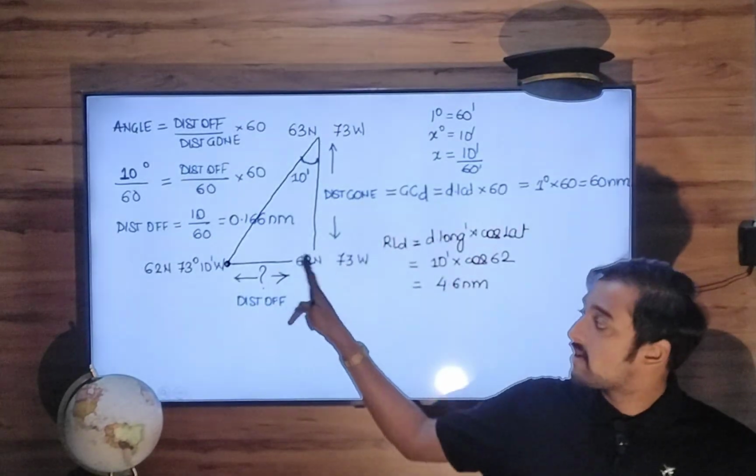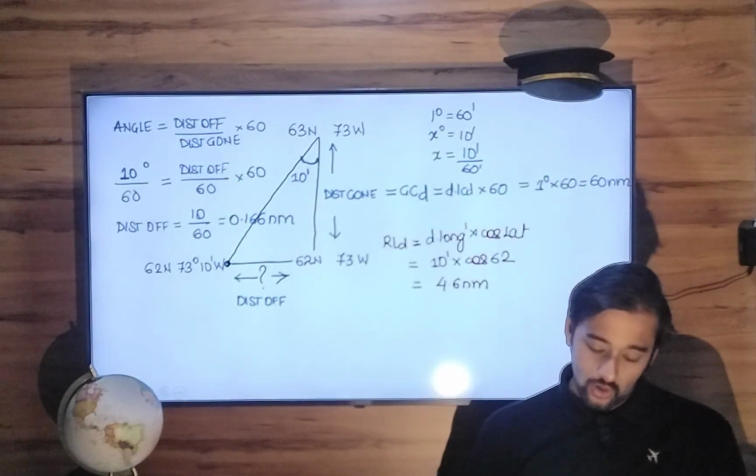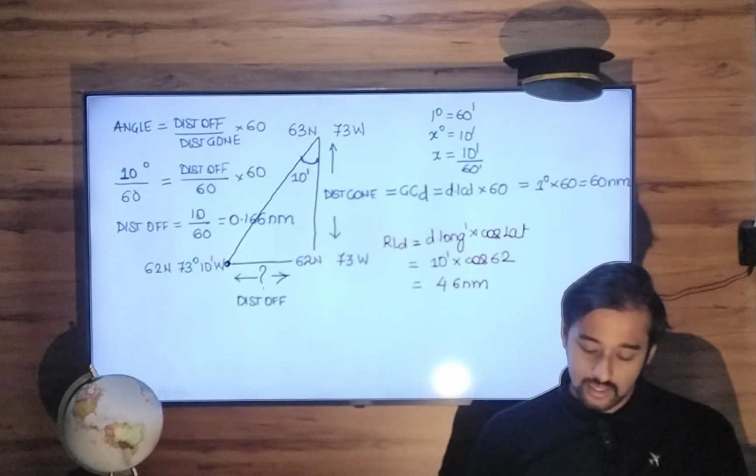73 degrees west is here. 73 degrees 10 minutes west will be here. So 4.6 nautical miles left.